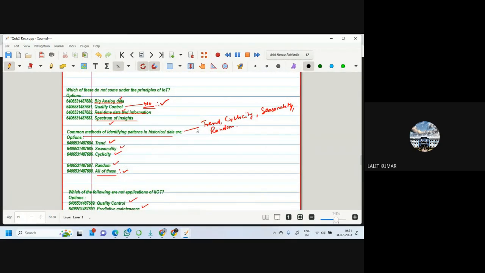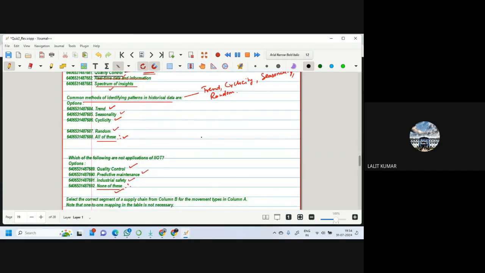So this we have done. This is again the principle of IoT. Again, the same question they have repeated, quality control. Now this is a question: identify patterns in historical data. Here, if you think logically, you will think that random is not one of the answers. But if you Google it, then trend, seasonality, cyclicity, and random are all used to identify the patterns. So all answers are there.